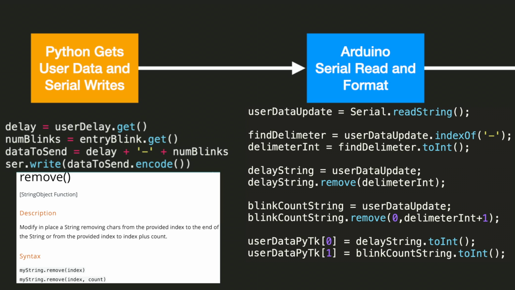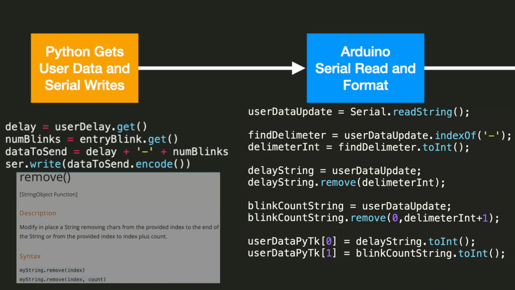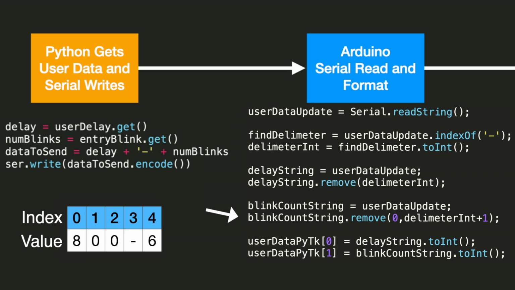And here's a snippet of the remove method documentation from the Arduino website. You can see in this case, for the delay string, we provided just the index of the delimiter. So it removes that character and everything to the right of it. It's the same concept for the blink count string, except we're removing the delimiter and all the characters to the left of it. In the remove method, we have two parameters in this case. We need to tell it where to start removing and then tell it how many characters to remove. And this is based upon the delimiter. If we know the delimiter position, then we know how many characters we need to remove because the delimiter is in the center of these two values. The index starts at 0 and the count begins counting at 1. So we just need to offset the delimiter position by 1, and that gives us the total characters that we need to remove.